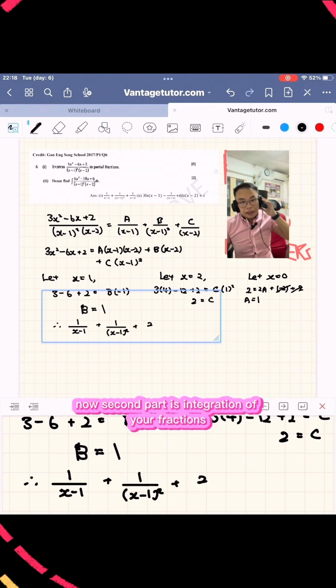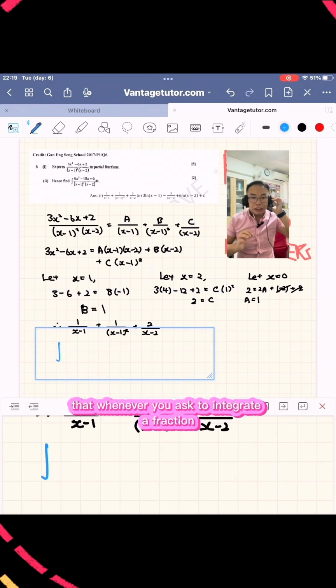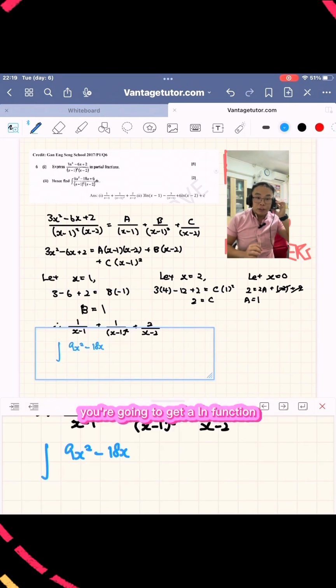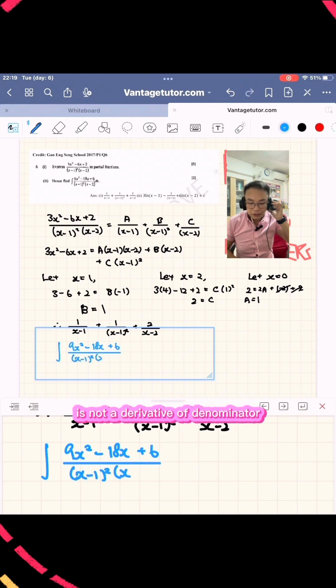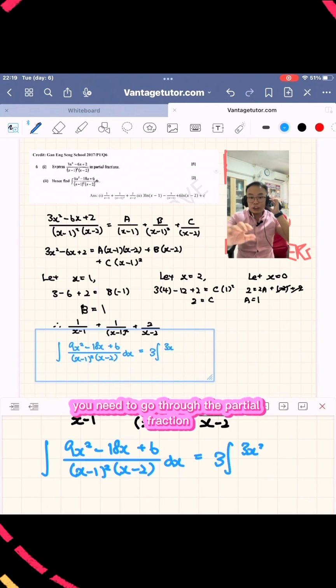Now, second part is integration of your fractions. Very often you're going to realize that whenever you're asked to integrate a fraction, you're going to get a ln function. However, in this case, you realize that your numerator is not a derivative of the denominator, and hence, very often when you see such a question, you need to go through the partial fractions first.